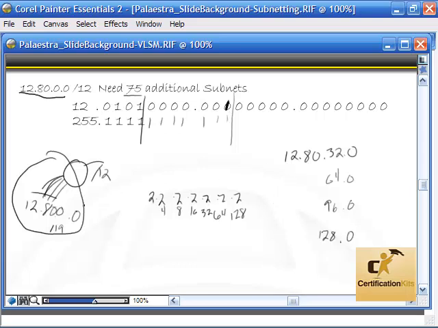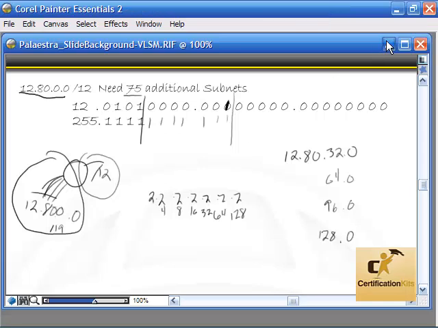So this is variable length subnet mask. I use a different subnet mask in one subnet than I use in another subnet or throughout the rest of the network. Not all routing protocols will support this. We'll talk about that in the routing protocol section.